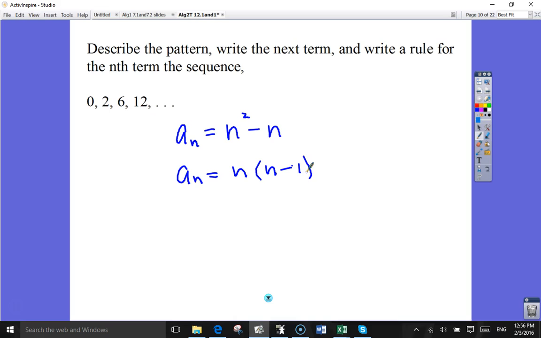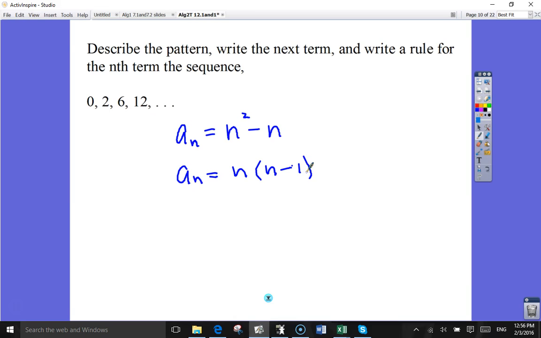So this is 1 times 0. This is 2 times 1. This is 3 times 2, right? So you've got to be a little creative sometimes to think of these things. I mean, they said in the directions here, write the next term and then find the rule. Well, I don't know how you would have found the next term if you didn't have the rule, right?